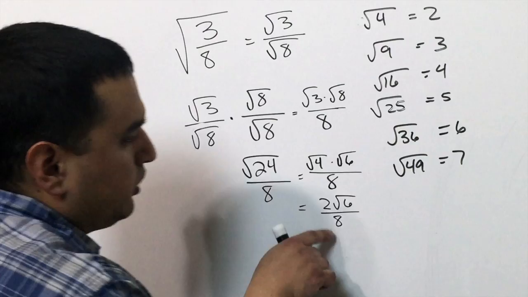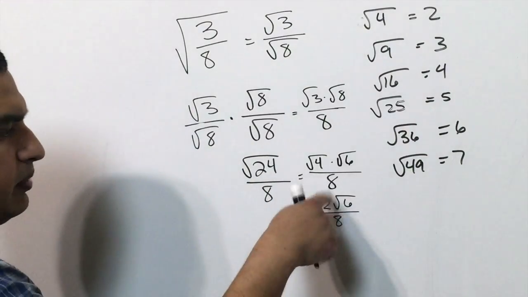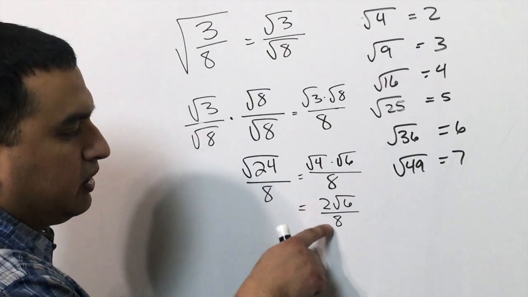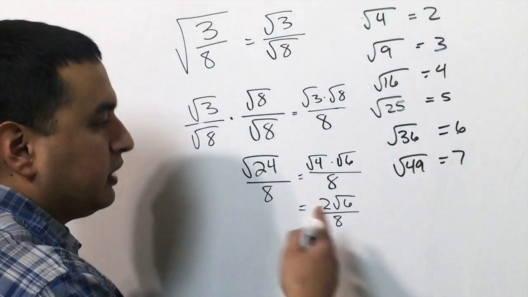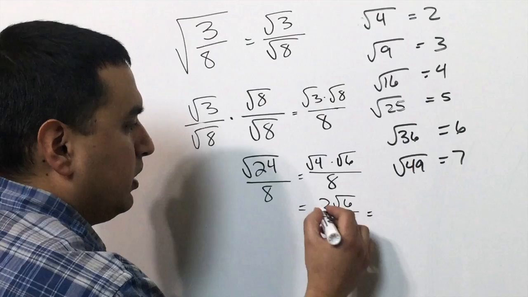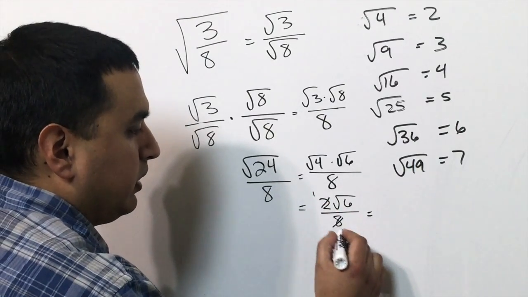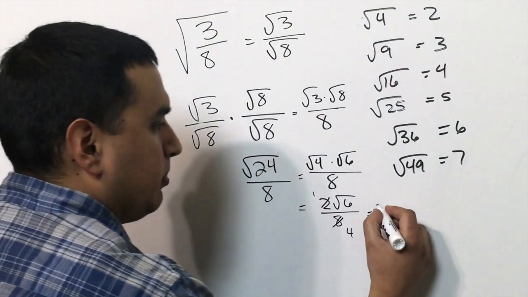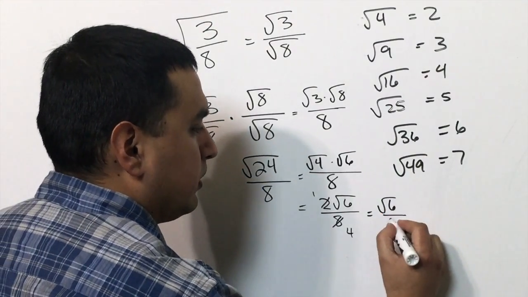All right. Now that the 2 has come out of the radical, I have to ask, okay, can I simplify 2 over 8? The answer, of course, is going to be yes. I can factor out a 2 out of the numerator and denominator. Okay, so this ends up becoming square root of 6 over 4.